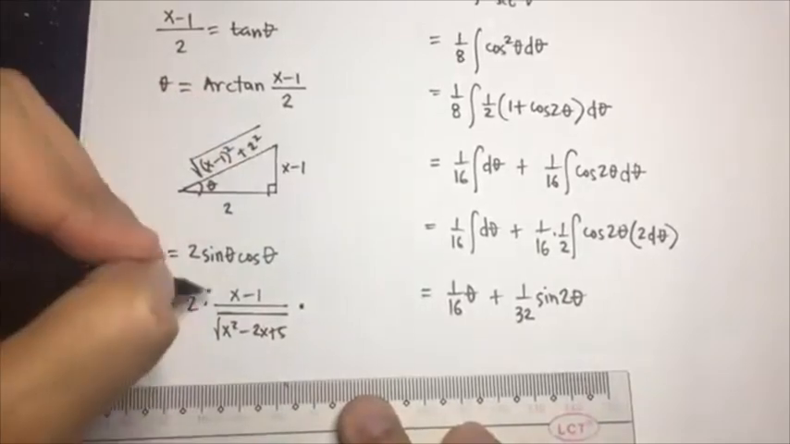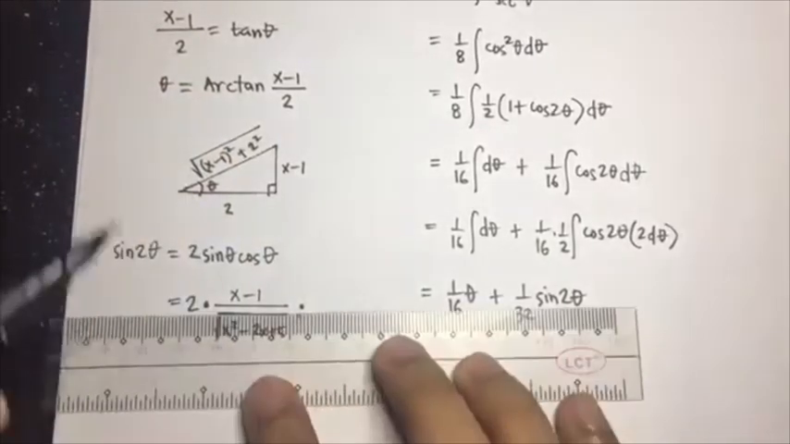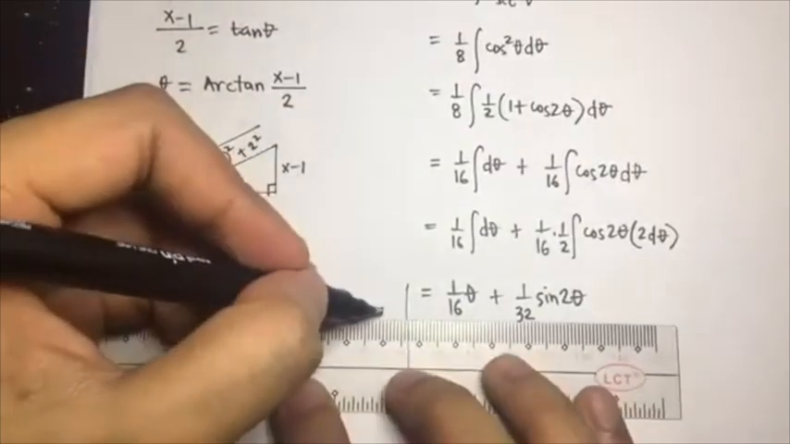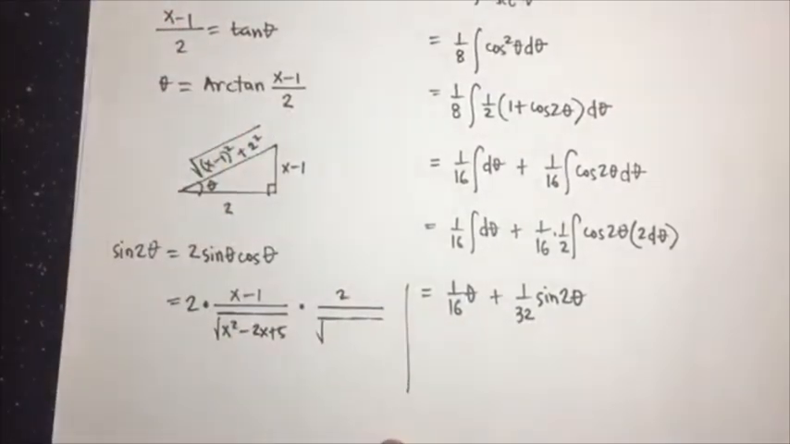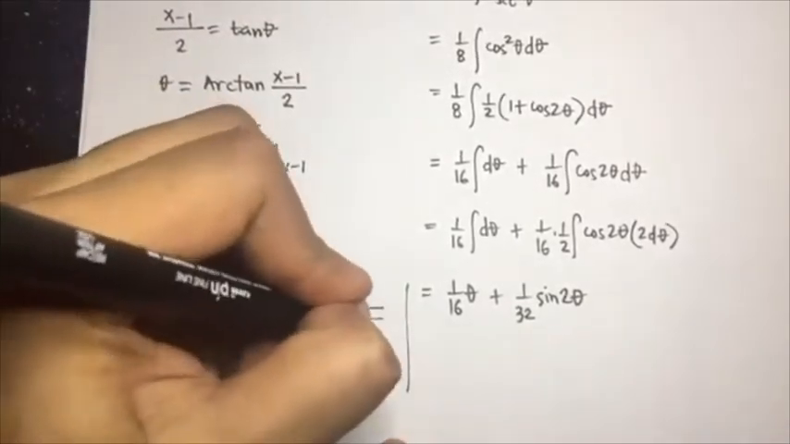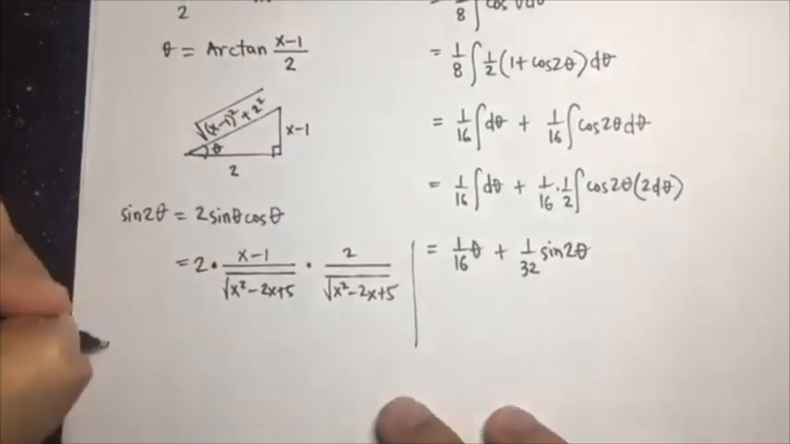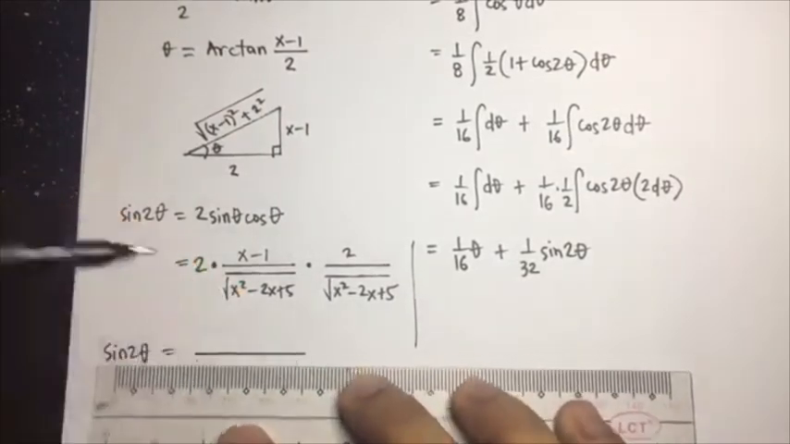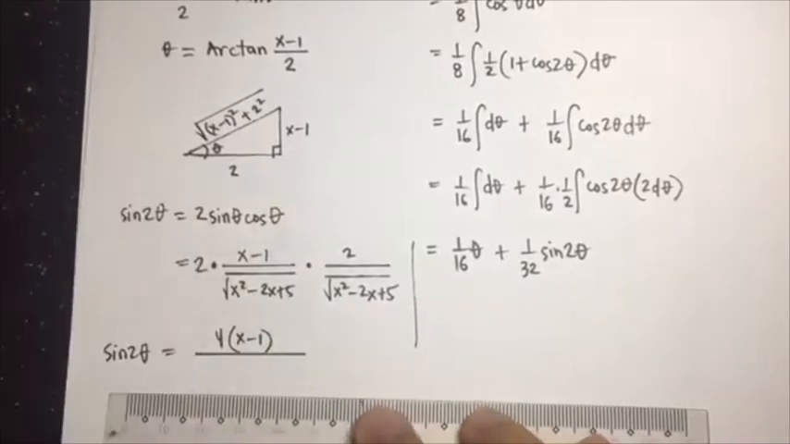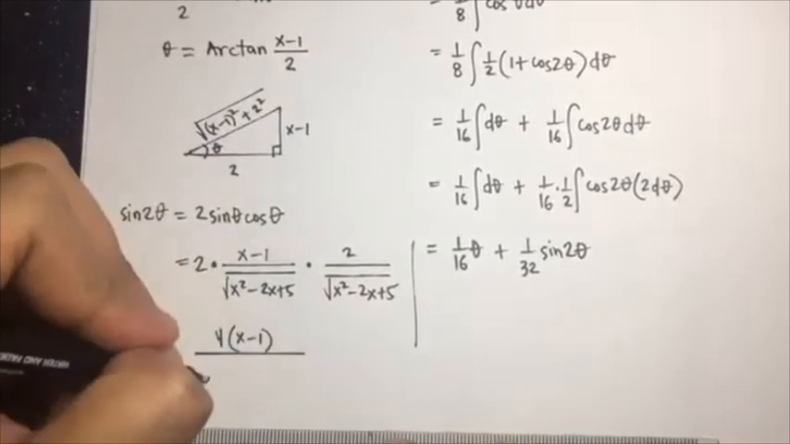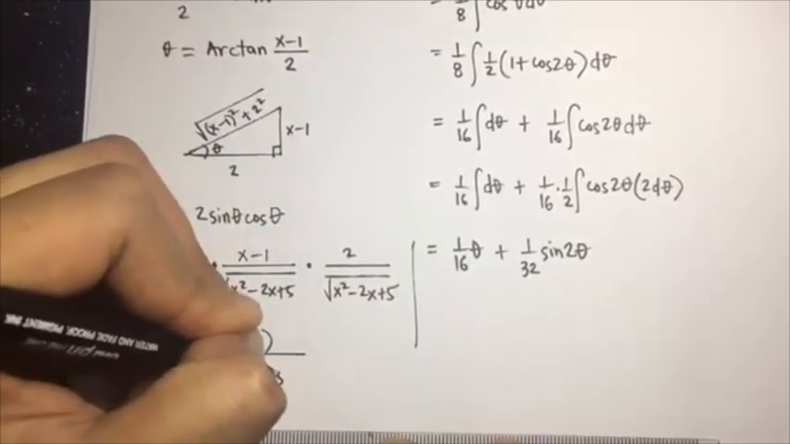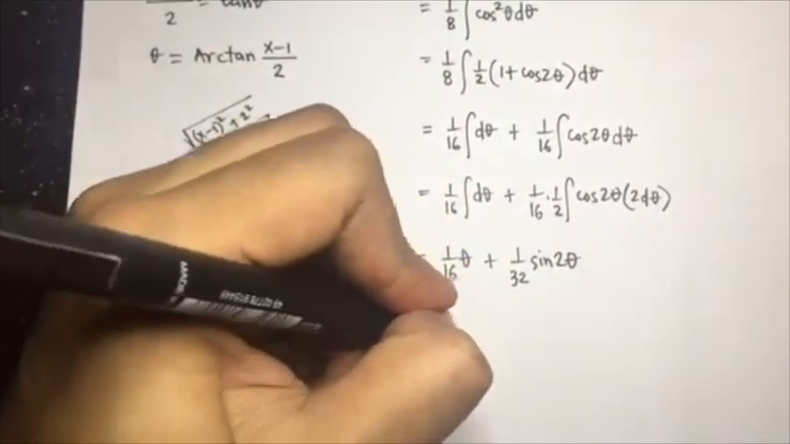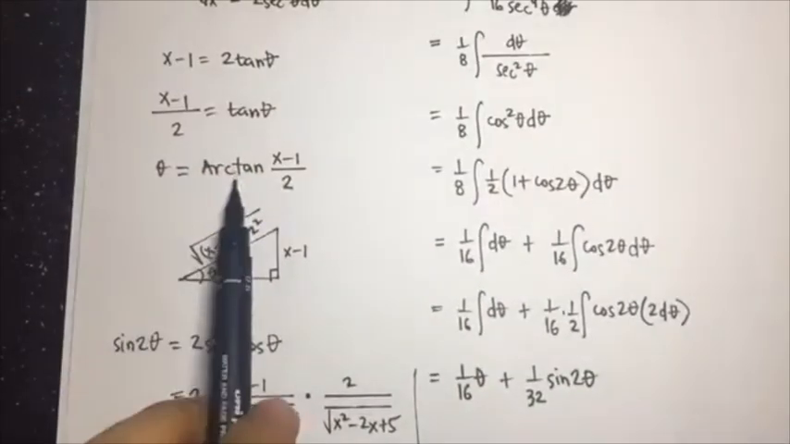Multiplied by cosine theta, which is adjacent over hypotenuse. The adjacent side is 2, over, still the hypotenuse, the square root of x squared minus 2x plus 5. Therefore sine 2 theta is equal to 2 times 2, we have 4 times x minus 1, and multiplying these will remove the square root, so it will become x squared minus 2x plus 5. Therefore, 1 over 16 theta, where theta is arctan of x minus 1 over 2.